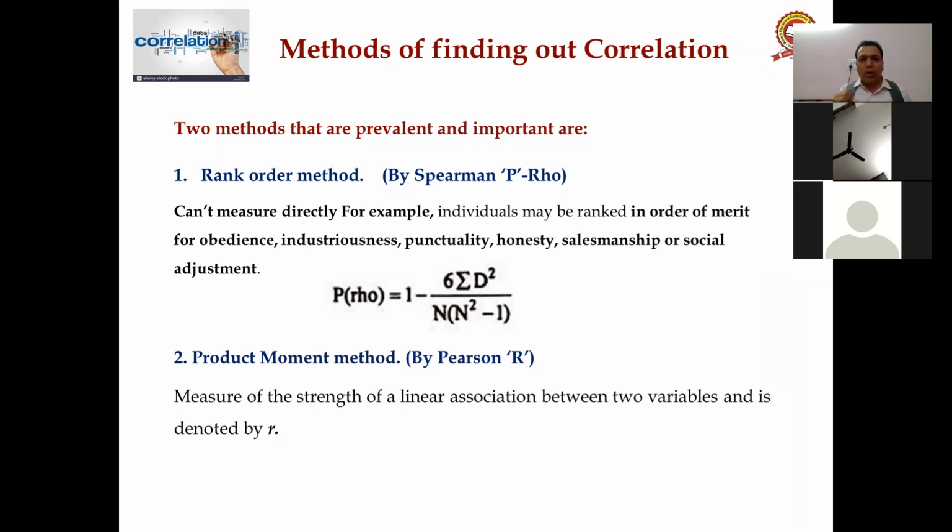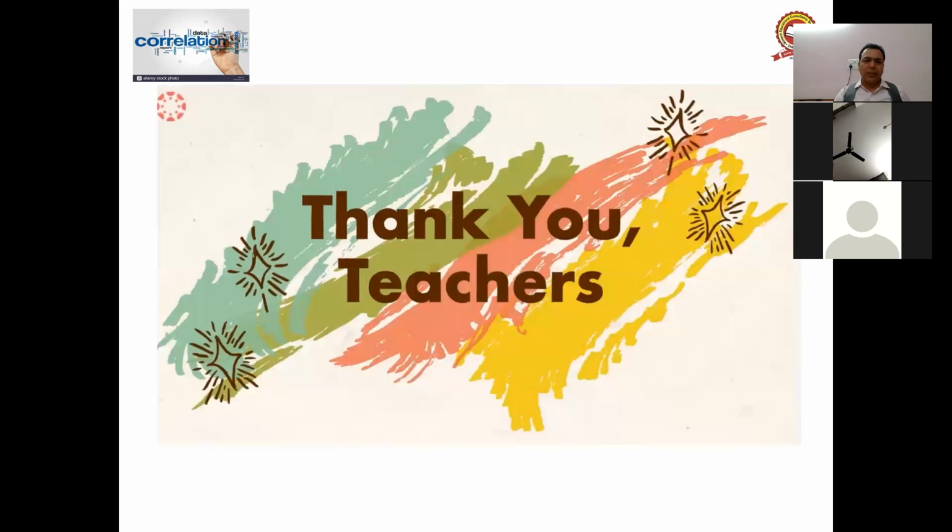Okay, if you want the formula, you can understand the formula also. It is very simple: 1 minus 6 sigma d square divided by n square minus 1, right? The second is the product movement method, which was given by Karl Pearson. As already discussed, this type of coefficient of correlation measures the linear relationship between the two variables. It does not measure non-linear relationship, right? Okay, thank you so much guys.